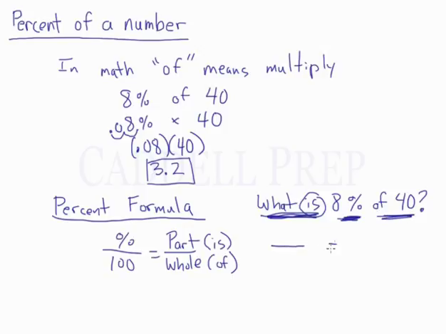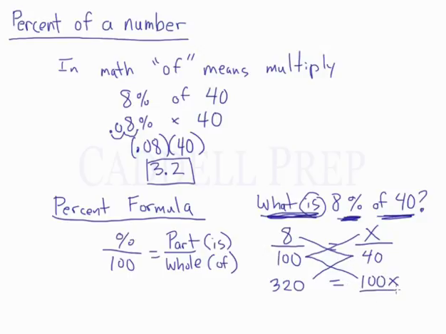So let's just use this formula. The 8% goes where the percent goes. So that's 8 over 100 equals part over whole. The part goes along with is, and the question is what is, so that's the unknown. The whole is of, so 40 would go here. If we were to cross multiply these, we get 8 times 40 is 320, and x times 100 is 100x.